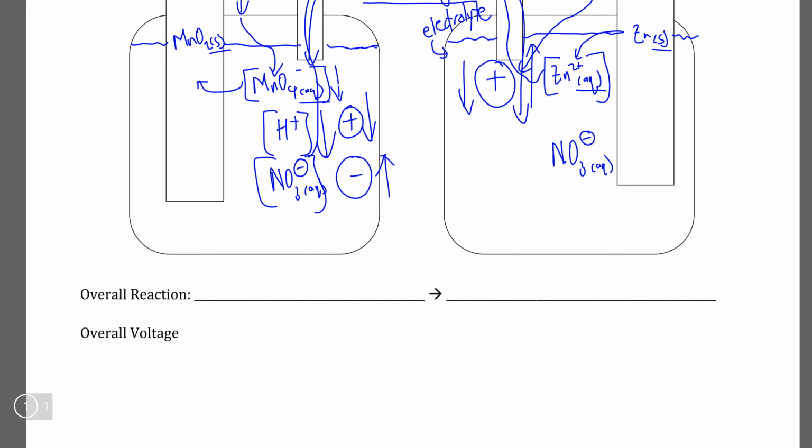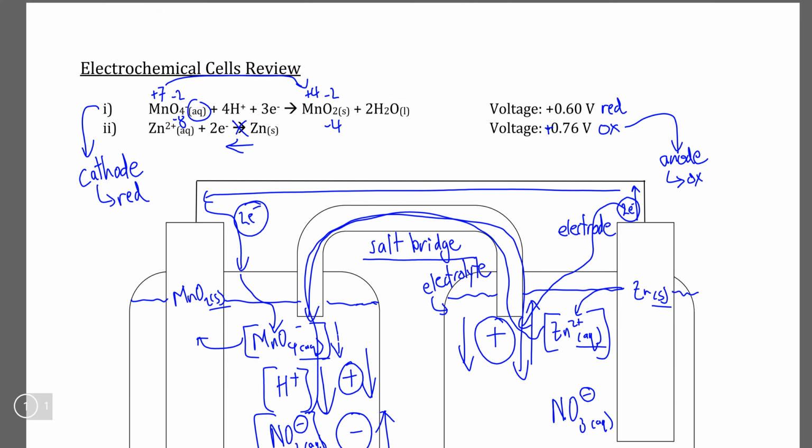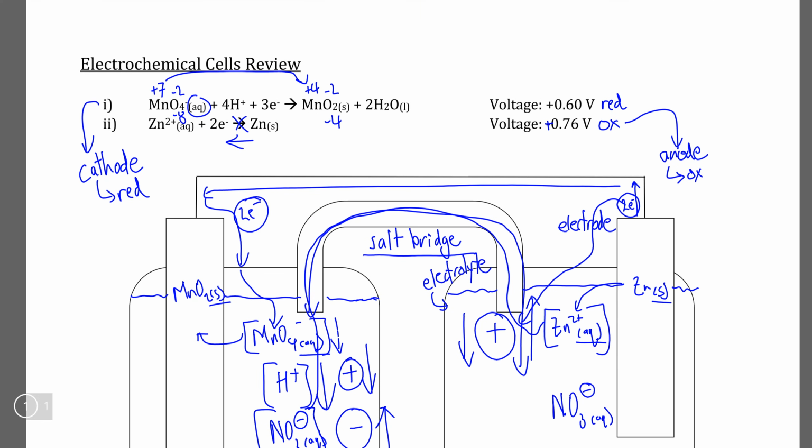The only thing that we have left is to write the overall reaction and determine the overall voltage based on our starting half reactions. So just like within any redox balancing situation, we need to take a look at the total number of electrons in each half reaction, and we need to find the lowest common multiple in order to find out how to make these electrons equal. In this case, the lowest common multiple between 2 and 3 is 6. So we're going to take reaction 1 and multiply it by 2, and reaction 2 and multiply it by 3.